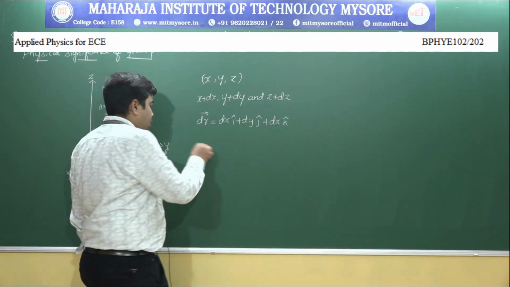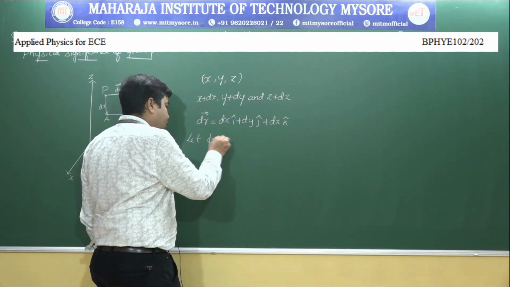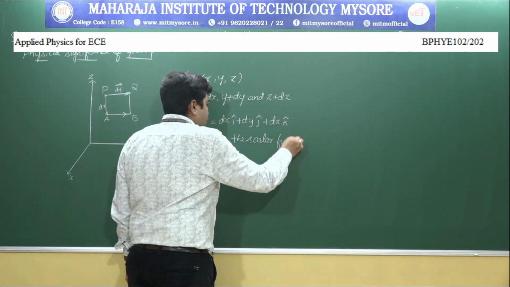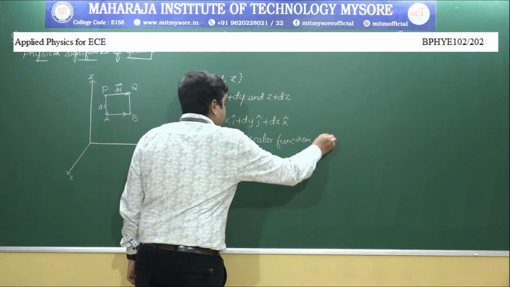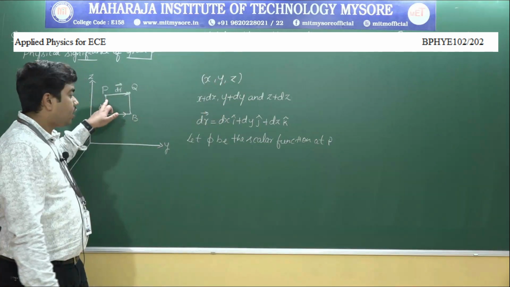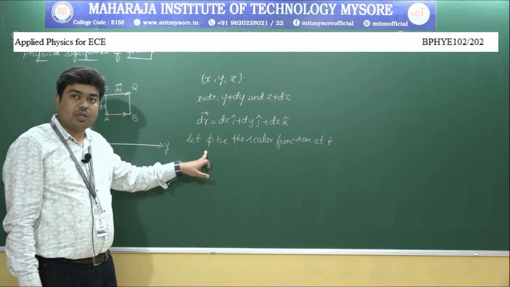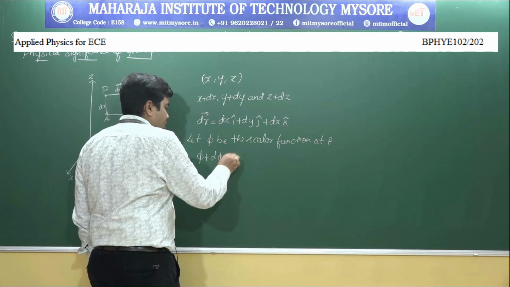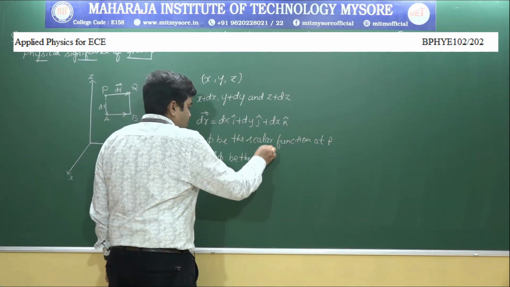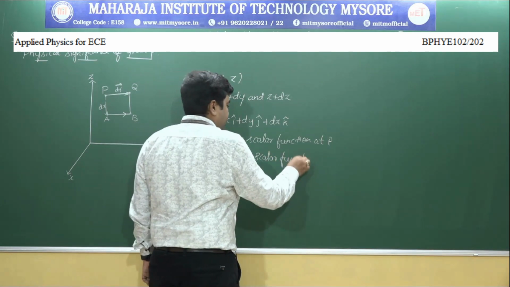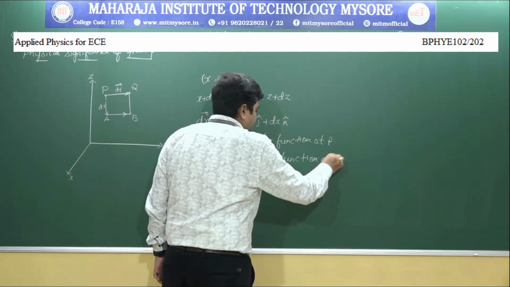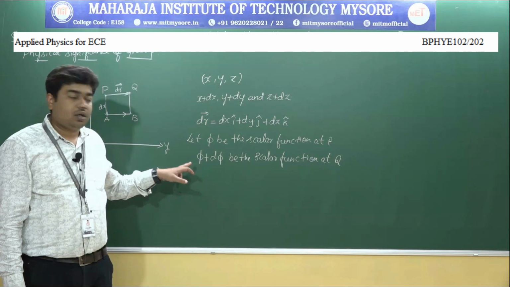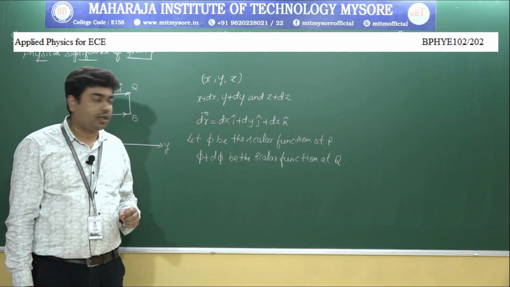Let phi be the scalar function at P. So, we have considered a point P where we are considering that phi be the scalar function at the point P, then phi plus d phi be the scalar function at Q. So, if we consider phi to be the scalar function at P, then we will consider that phi plus d phi is the scalar function at the point Q.